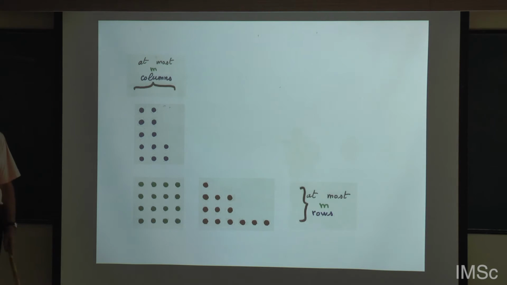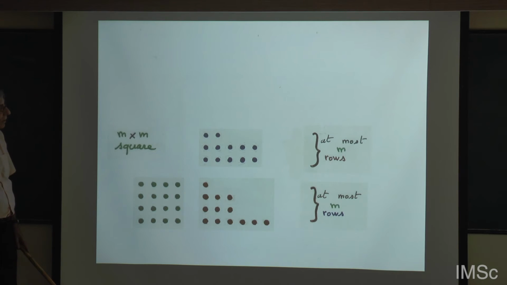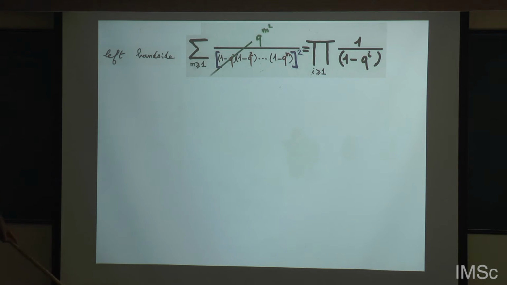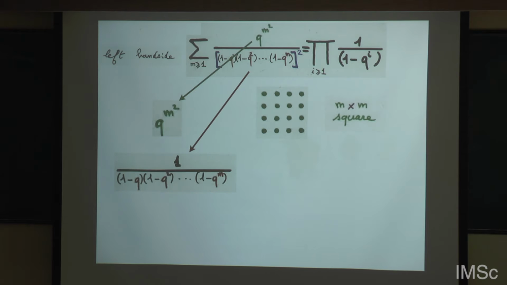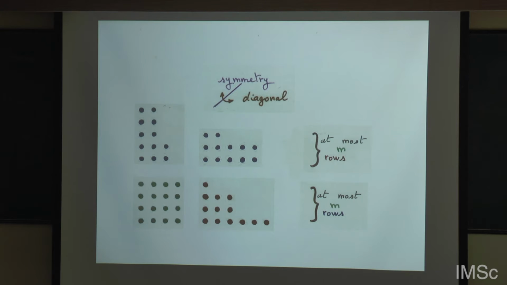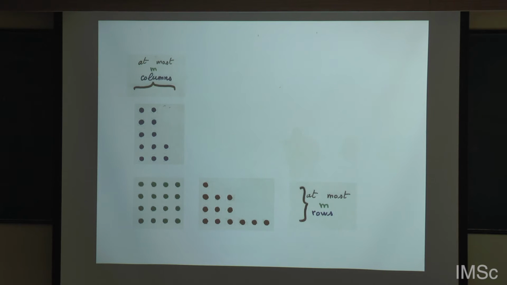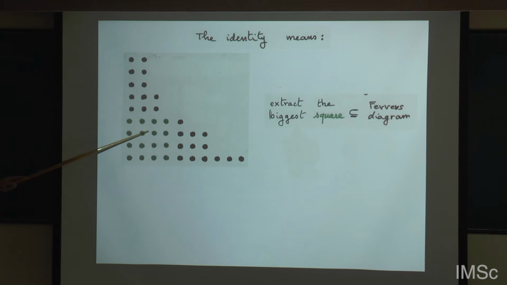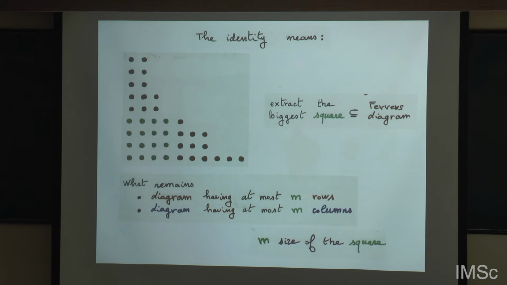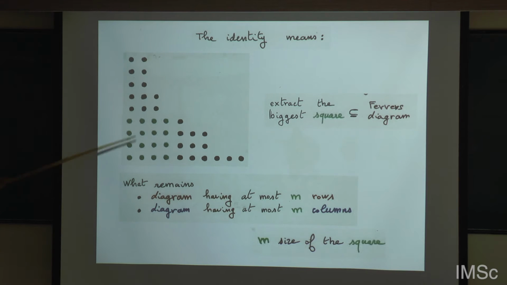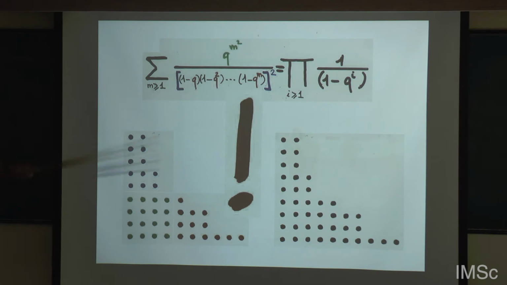Once you know how to translate everything, so this is technical translation, then the proof is reduced to something very simple at the level of the combinatorial object. So take a Ferrers diagram, extract the biggest square you can find in it, and what remains when you delete it is two Ferrers diagrams, at most m rows, at most m columns. And that's it, that's the proof.